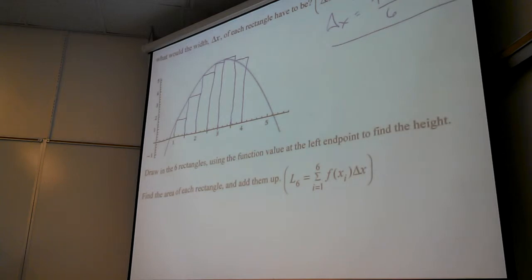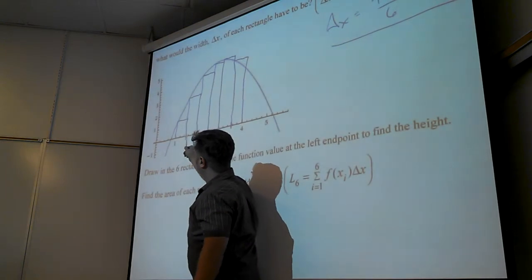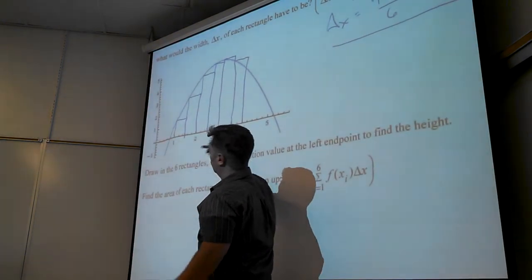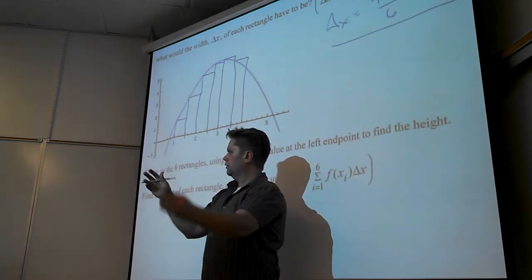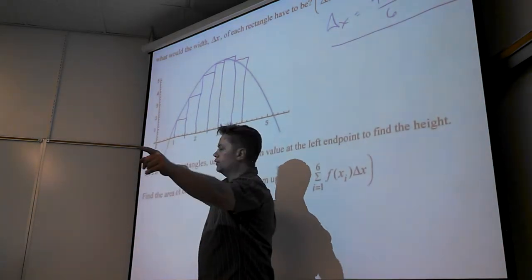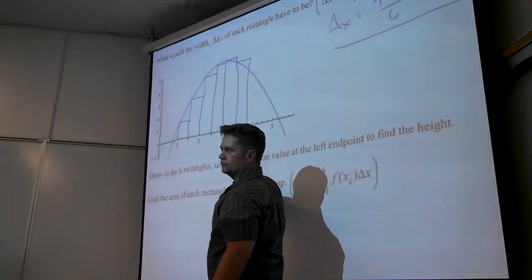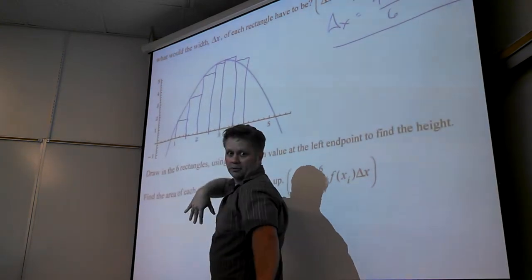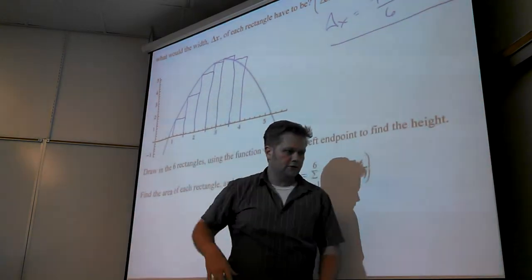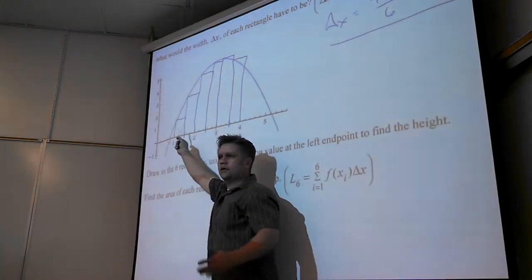So if you're using left endpoints, the first thing I do is quickly mark off where all the bases of my rectangles are, using the width that I figured out. If you're doing left endpoints, you're not going to use the last one, because the last rectangle will stop there. There's no other rectangle behind it. And if you're using right endpoints, you're not going to use the first one, for the same reason.